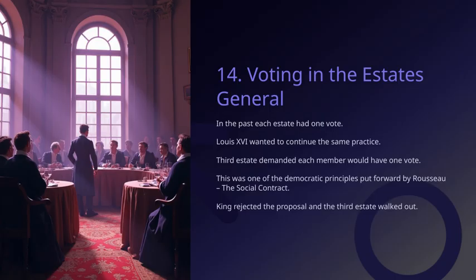This rejection was a turning point, and in response, the Third Estate decided to walk out. This moment is crucial because it highlights the growing tension between the monarchy and the people, and it reflects the broader push for equality and democratic principles that fueled the revolution. It reminds us how these voting disputes were more than just procedural. They were about power, fairness, and the future of France.